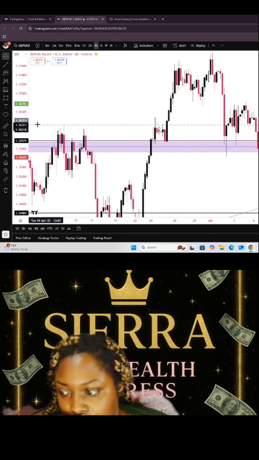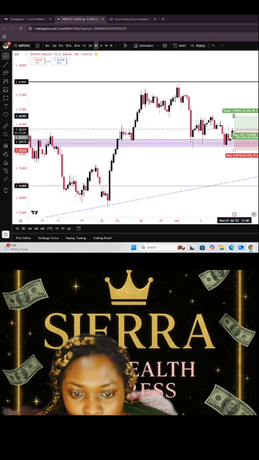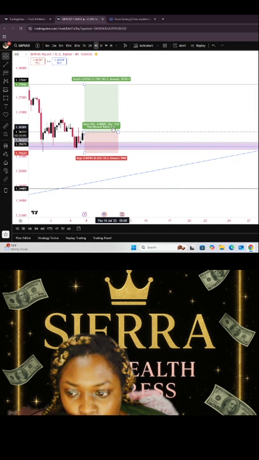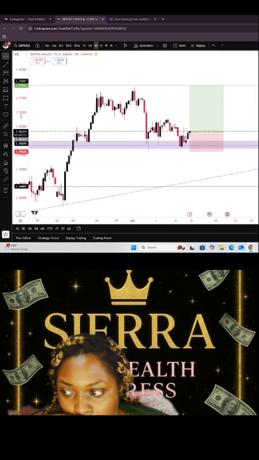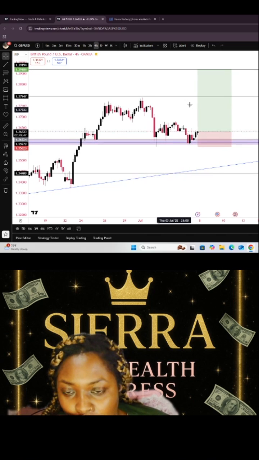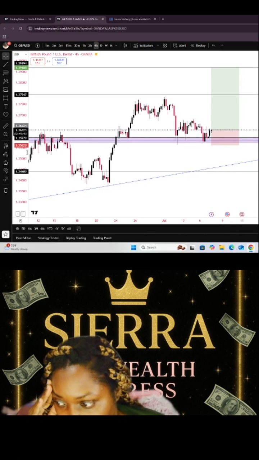Now, I can put my TP here at this zone, and this would be a 2-to-1 risk to reward because it says 2.3 right here. Okay. Or I can put my TP at this zone and do a 4-to-1. Now, I'm going to put my TP up here, and we'll talk about Fibonacci another day, but I'm going to tell you why I'm putting my TP here.